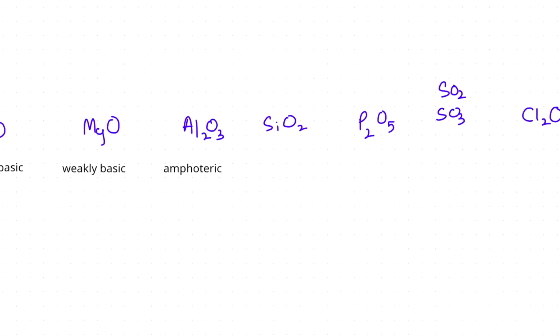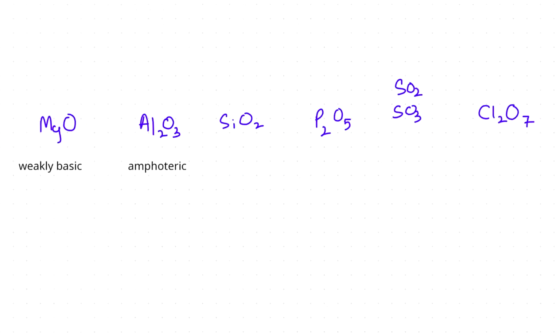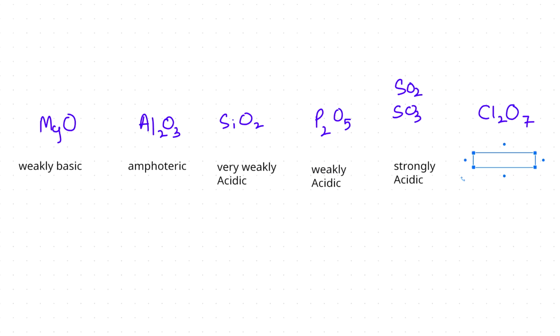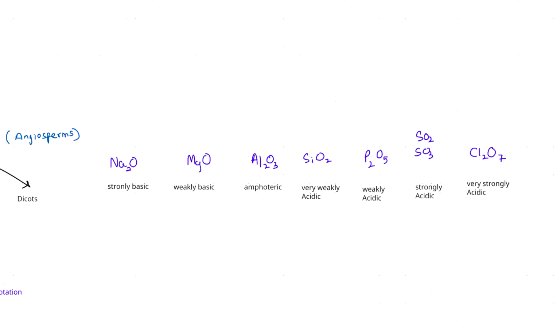Okay? Then silicon oxide. Silicon dioxide actually. This is very weakly acidic. P2O5 is weakly acidic. SO3 is strongly acidic. And Cl2O7 is very strongly acidic. Please keep this in mind. Questions have been asked in papers on this table. Therefore, you must keep this in mind.